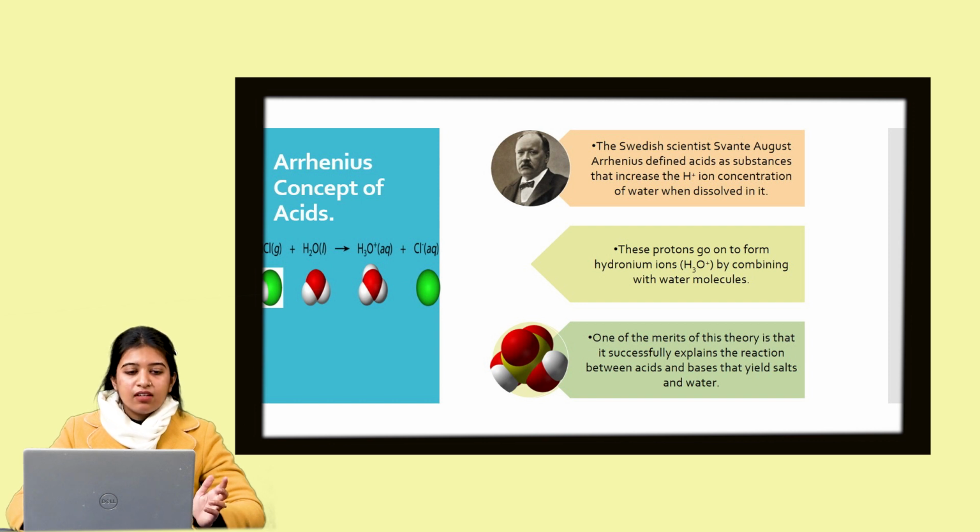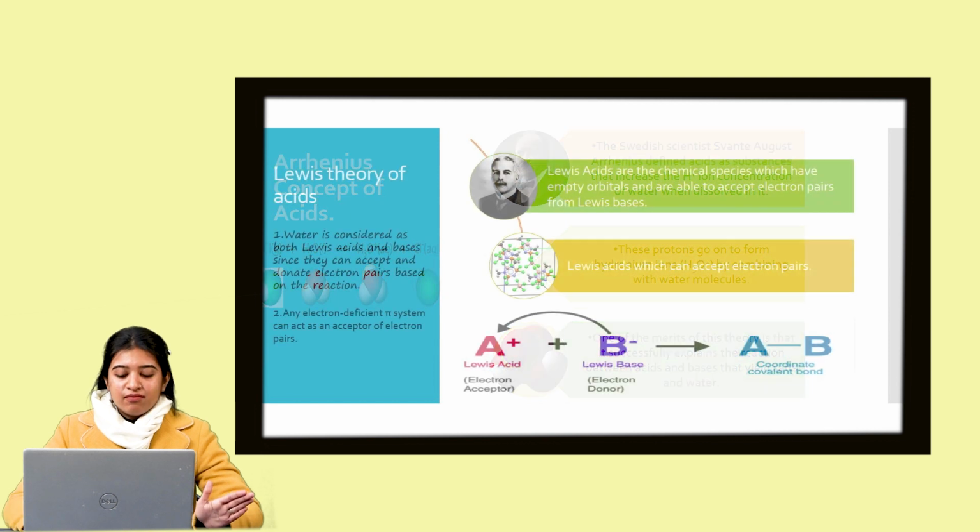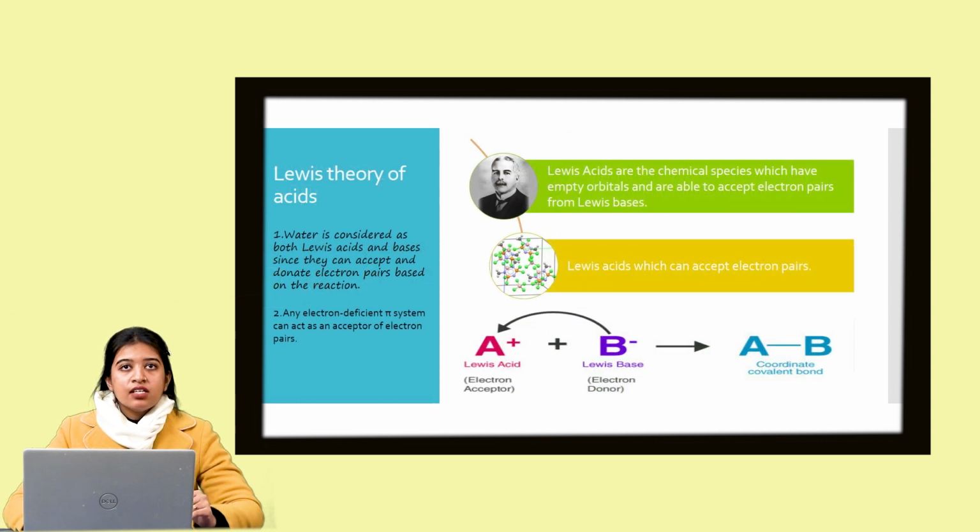Next, let us talk about the Lewis theory. The Lewis theory talks about the acceptance of an electron pair. How does it accept the electron pair? It is shown in the reaction given below. Let A be any substance, for example HCl, which reacts with a base.